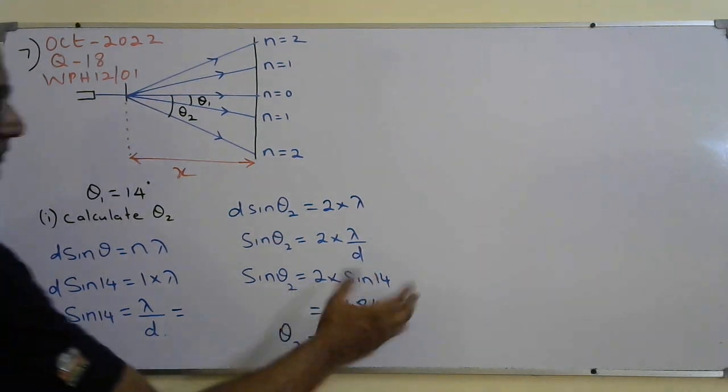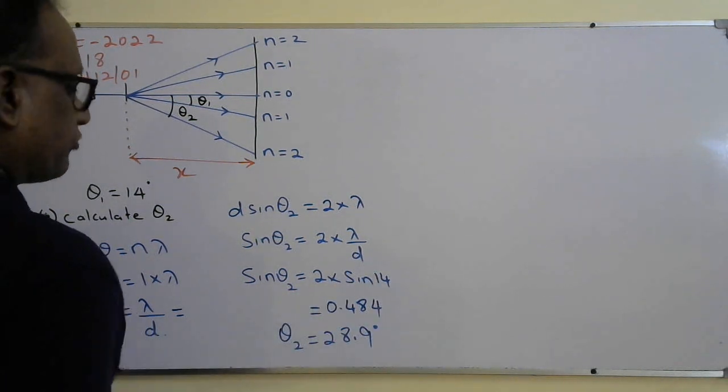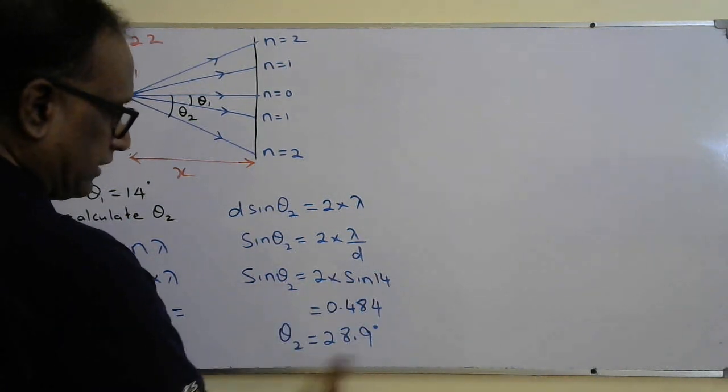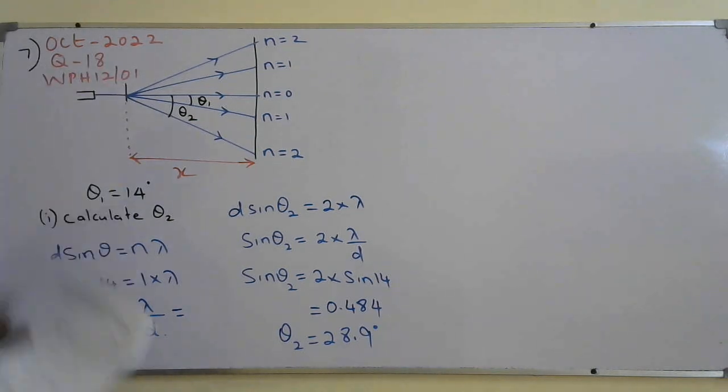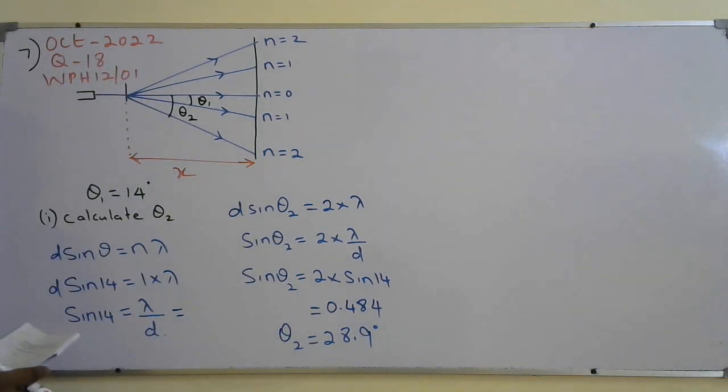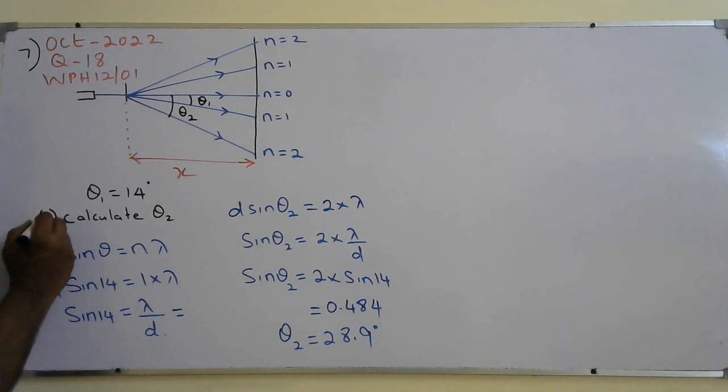So sine 14 into 2 is 0.484. Take the inverse of it, you will get theta 2. That's the A part. That's the answer for the A part of this paper.